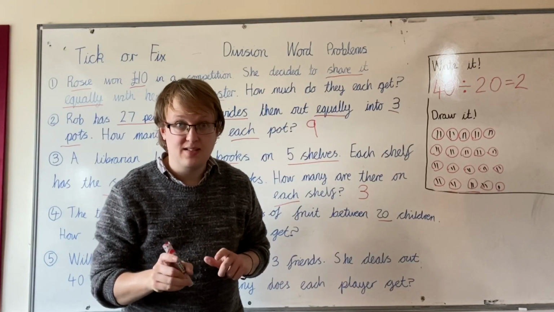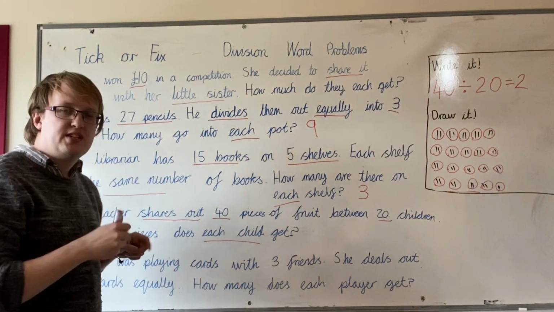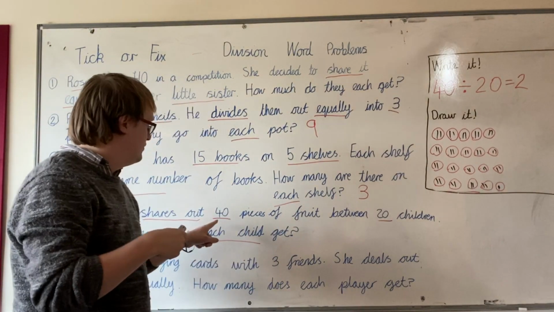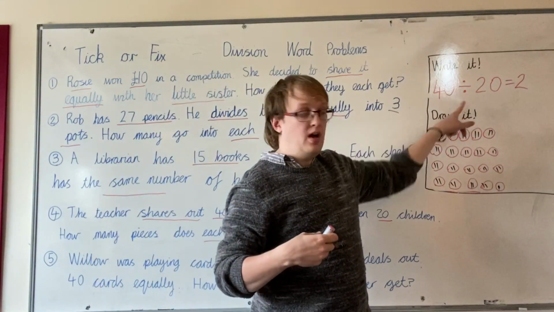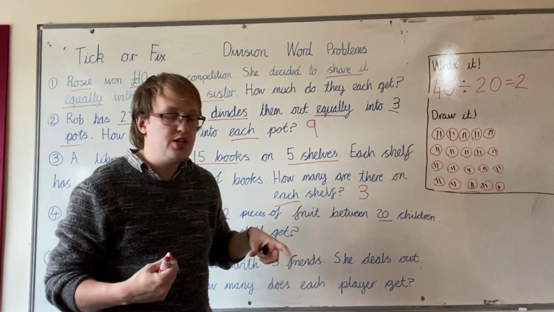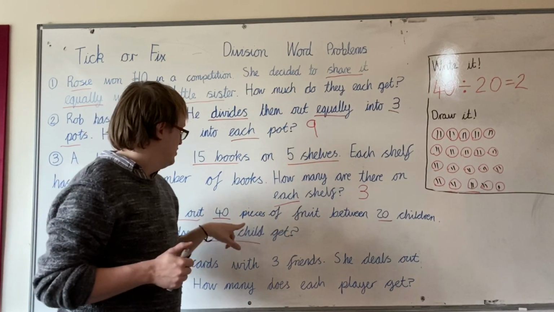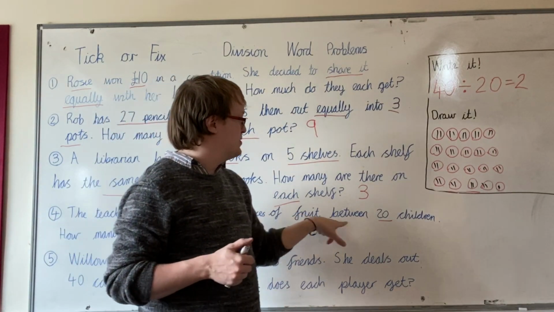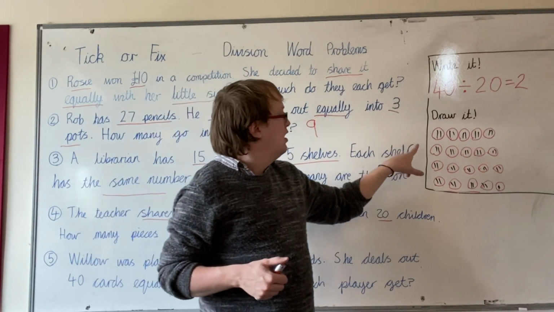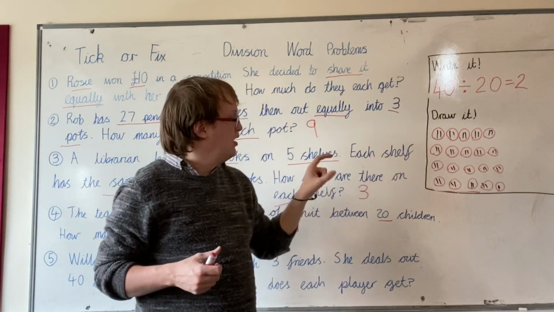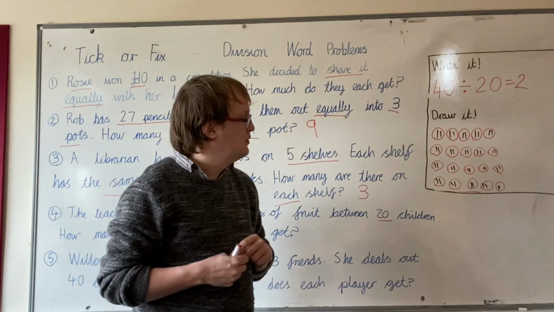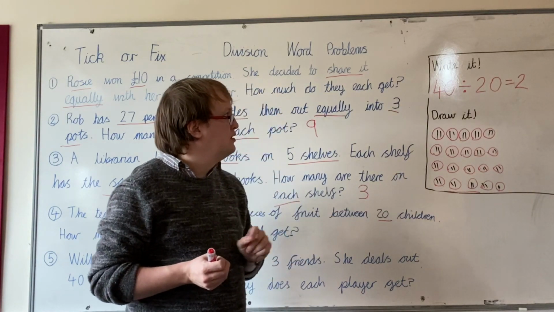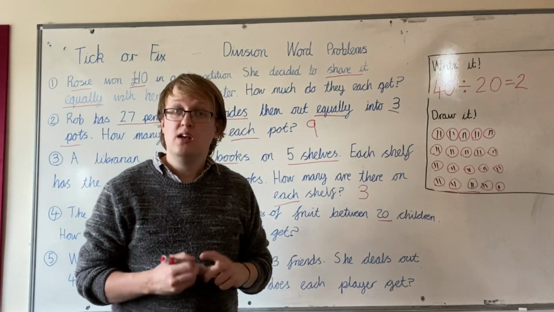Now to check my answer. The teacher shares out 40 pieces of fruit. Shares out is divide. We have done a dividing calculation. Shares out 40 pieces of fruit between 20 children. I've got 40 pieces of fruit there, and I've got 20 circles representing each of the children. There are 2 in each. 40 divided by 20 equals 2.